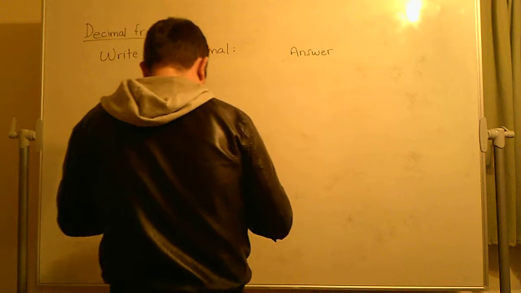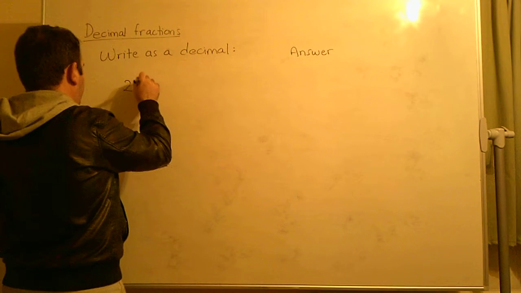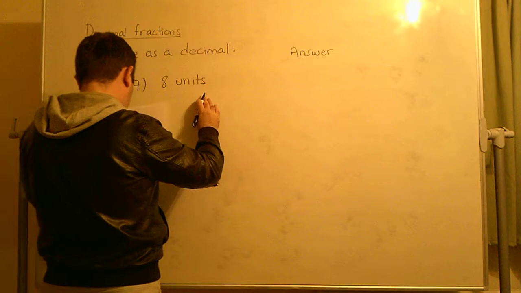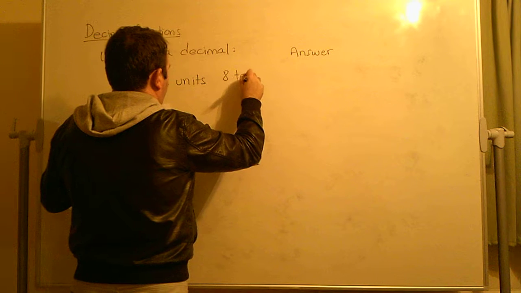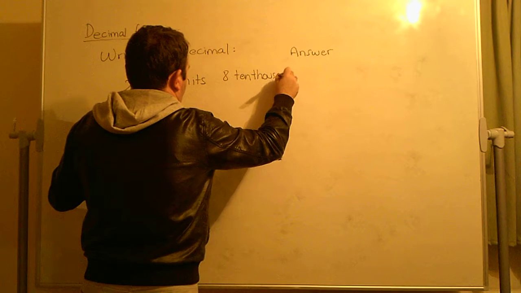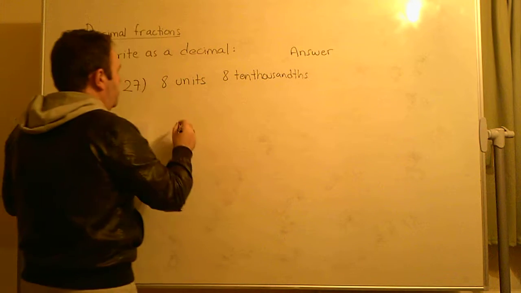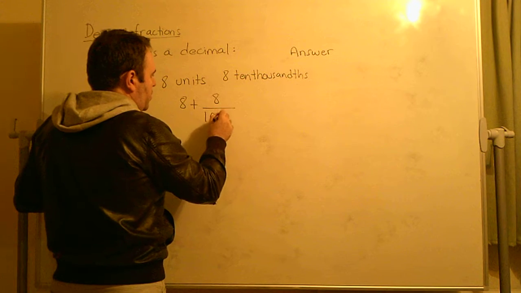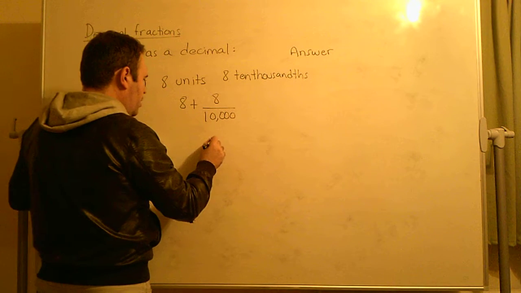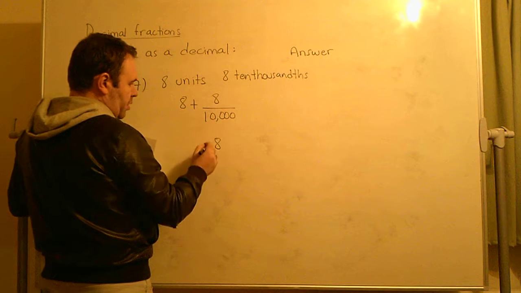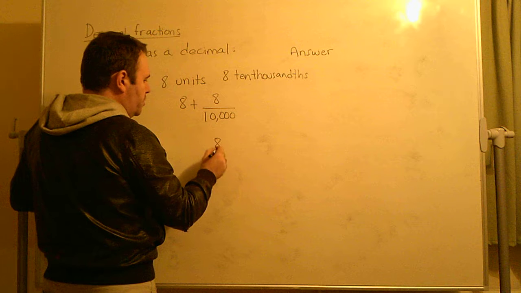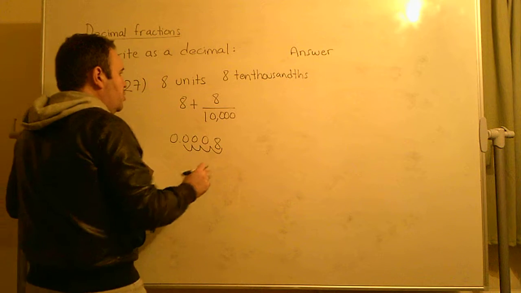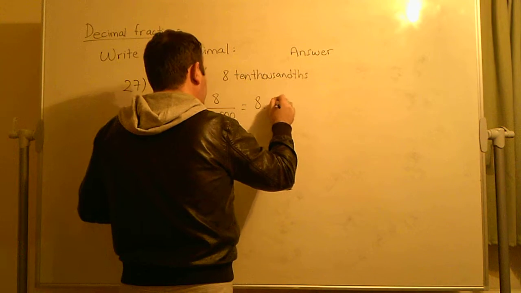Okay. One more example. 27. 8 units, 8 ten-thousandths. So this would be 8 plus 8 divided by 10,000. And in order to write it down as a decimal, 8, and then how many zeros do we have? 4, yeah? So 1, 2, 3, 4. So this would be 8.0008.